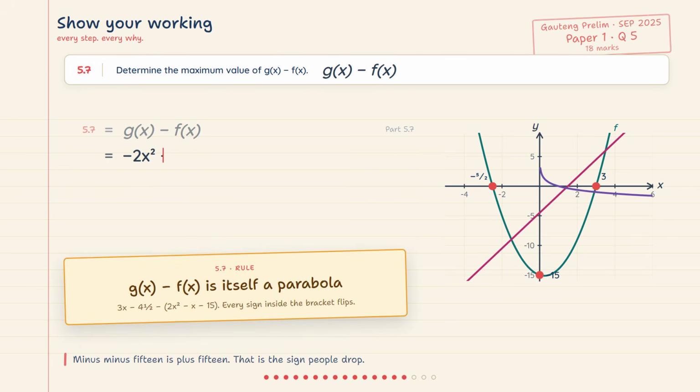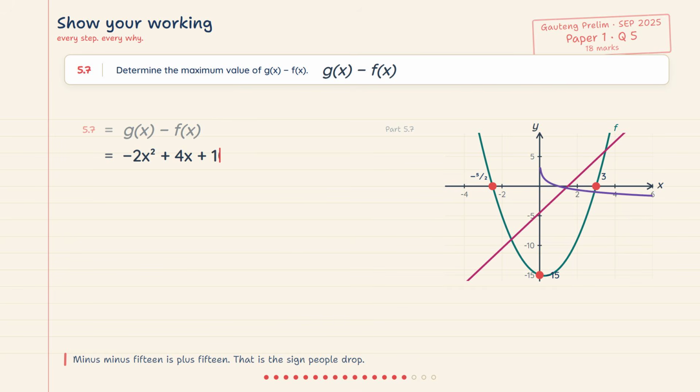Subtract and take the brackets seriously. Every sign inside f flips. 3x minus 4.5 minus 2x squared plus x plus 15. Collect. Minus 2x squared. 3x plus x is 4x, and minus 4.5 plus 15 is 10.5. Notice the leading coefficient is now negative, so this parabola opens downwards, and it really does have a maximum.